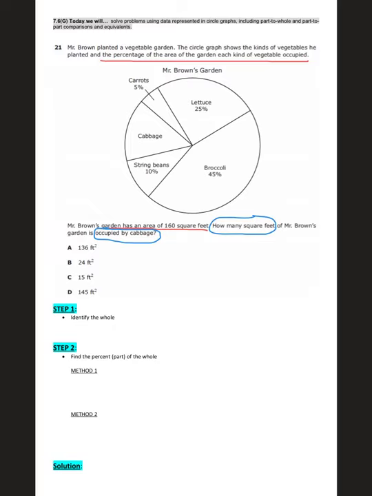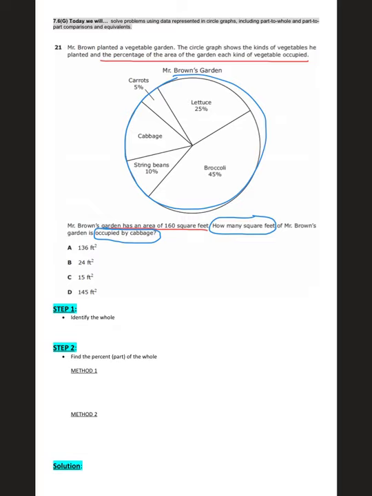Like some of the problems that we've been doing recently, we're making part to part or part to whole comparisons. Here it tells us that Mr. Brown's garden has an area of 160 square feet. So it's telling us if this circle here represents his garden, that would be 160 square feet. So they give us the whole.